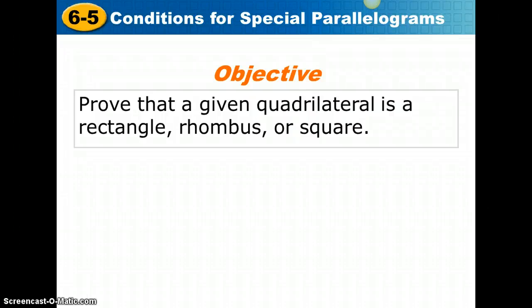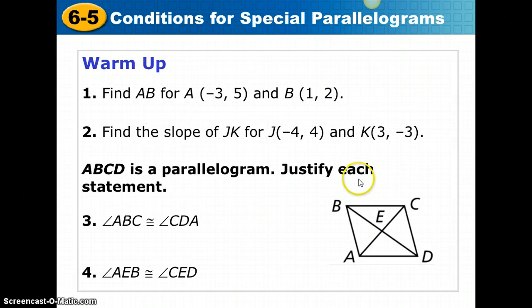Hello and welcome to the lesson video notes for lesson 6.5, conditions for special parallelograms. Today's objective is to prove that a given quadrilateral is a rectangle, rhombus, or a square. Last lesson we looked at the properties of rectangles, rhombuses, and squares, and now we're going to verify that quadrilaterals are these given shapes based on certain conditions.